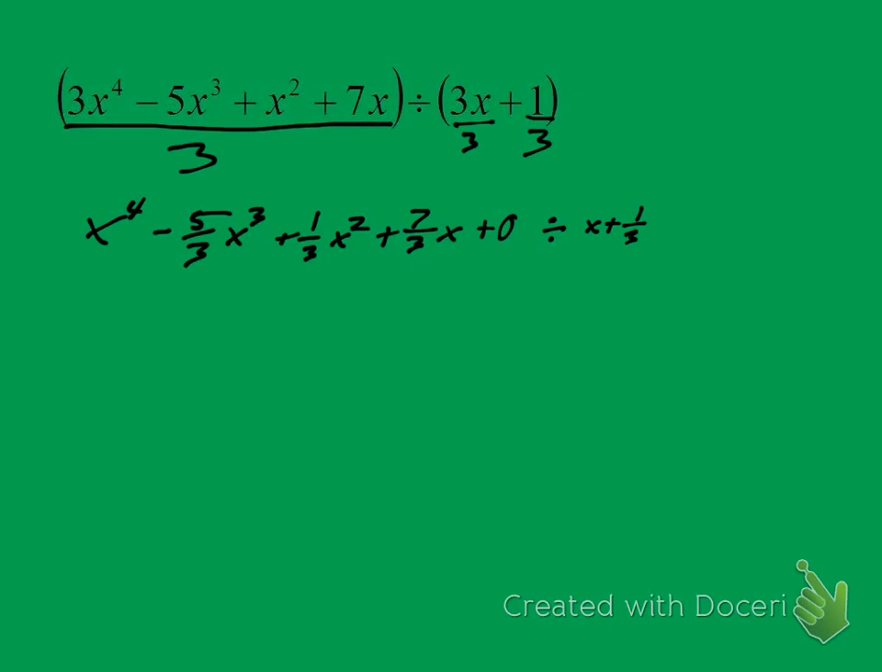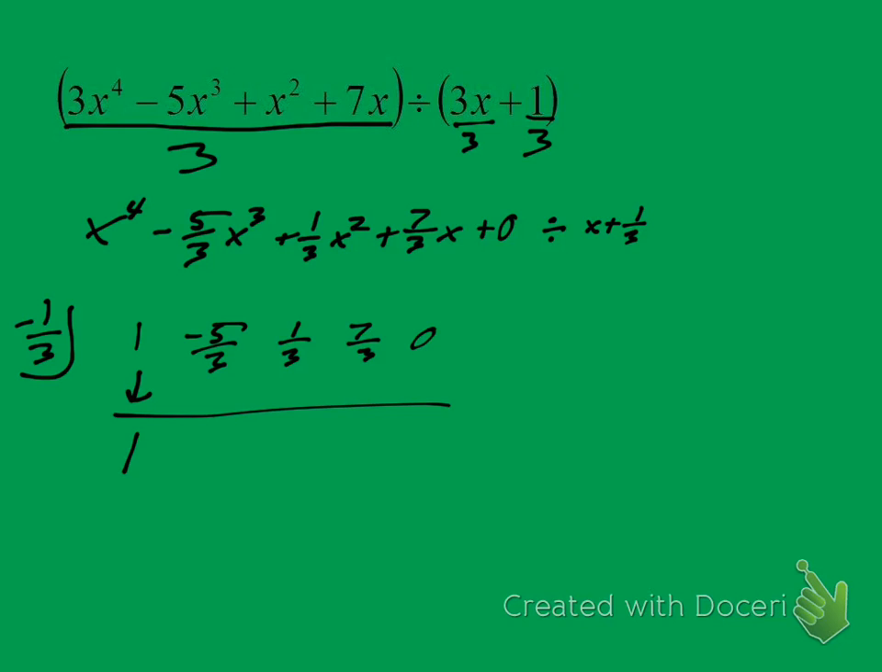That's good. Now, in your box, now you can go through and do your division. So we have x plus 1/3 as our binomial. So in the box is going to go what? Negative 1/3. Line up your coefficients. We got 1, we got negative 5/3, we got 1/3, we got 7/3, and we got 0. Alright, 4, 3, 2, 1, done.